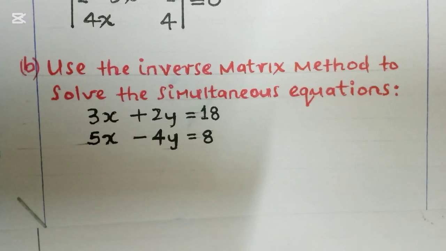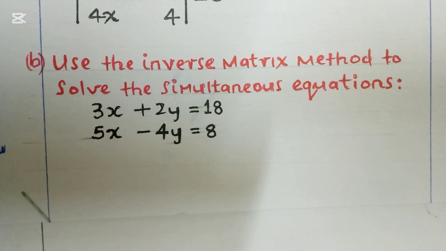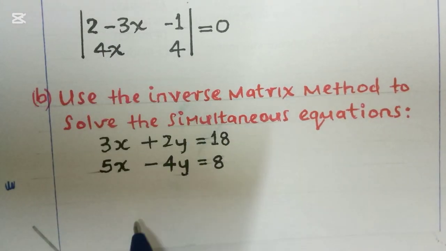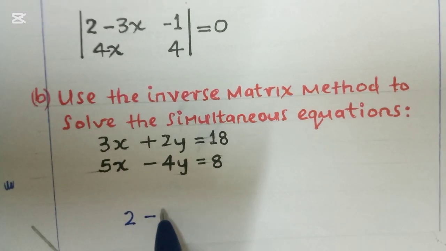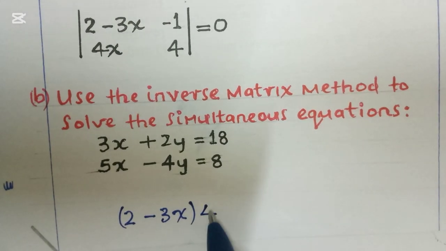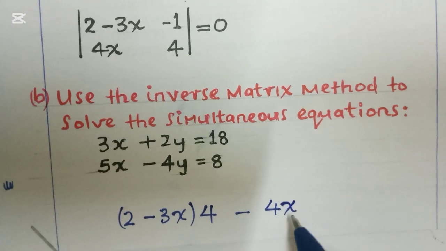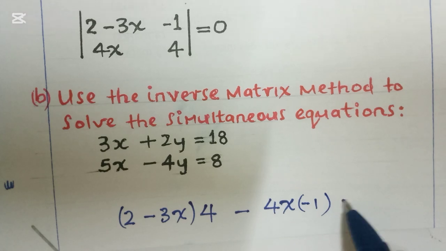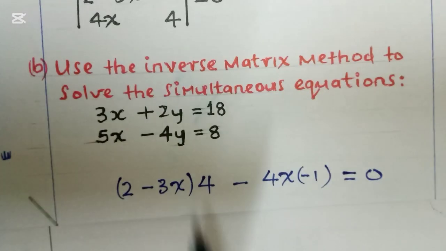And so guys, we start solving the question. So we now multiply 2 multiplied by minus 3x, we multiply that by 4, minus 4x you multiply by -1. This one now will give us 0 as our solution. And so guys, we continue.